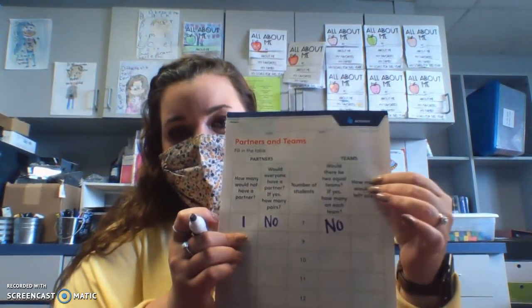So in that box, it says, would there be 2 equal teams? Yes or no? So we're going to write no, because there would not be. And it says, if yes, how many on each team? Then we want to look to the last box, and it says, how many would be left over?